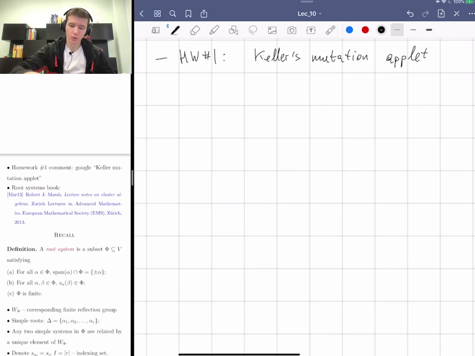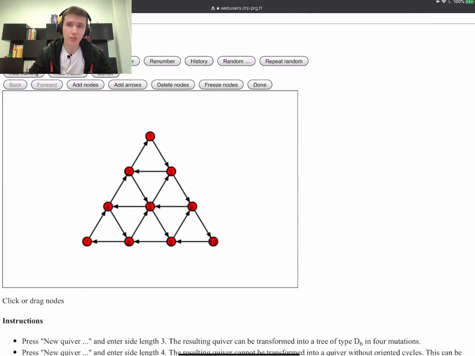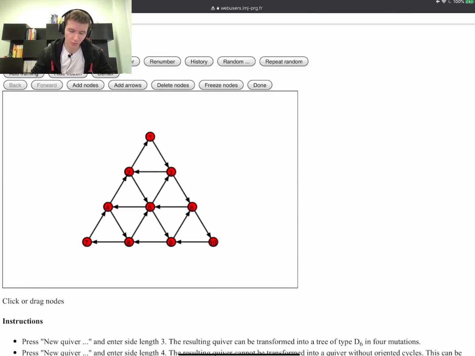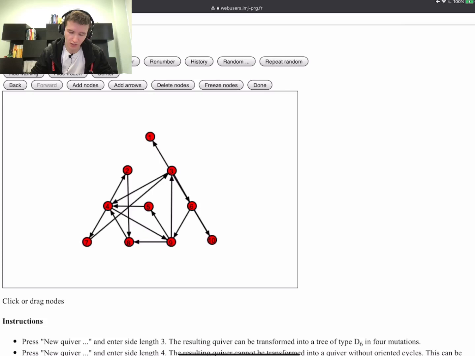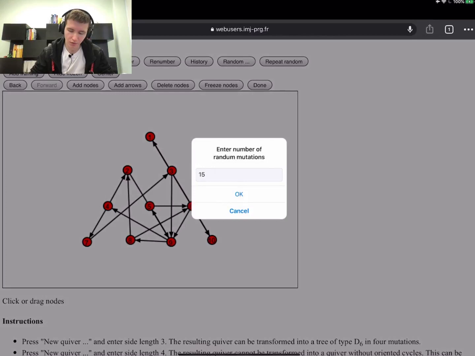So what I'm saying is that there is this mutation applet which is available. I have linked it from the class website, so I want to show you. Hopefully you can see this as well. Basically, there is one in JavaScript where you can create a quiver and then mutate at 3, 2, 4, 5, 6, and it just does it for you. You keep mutating, or you can also ask it to do 15 mutations at random.